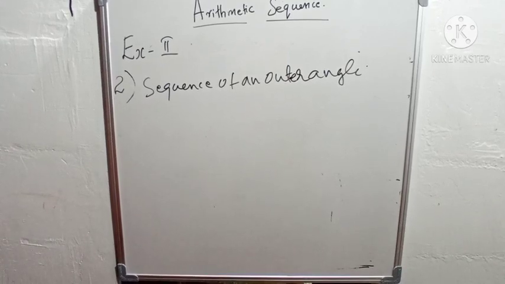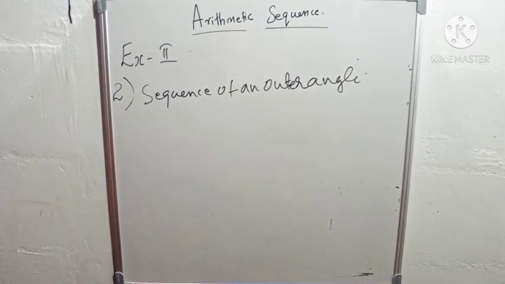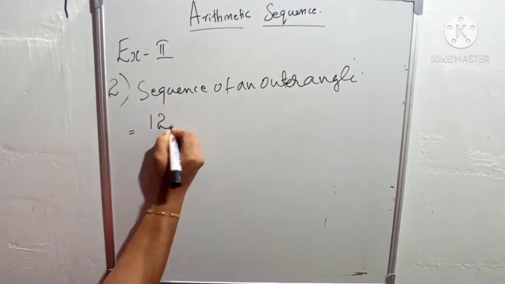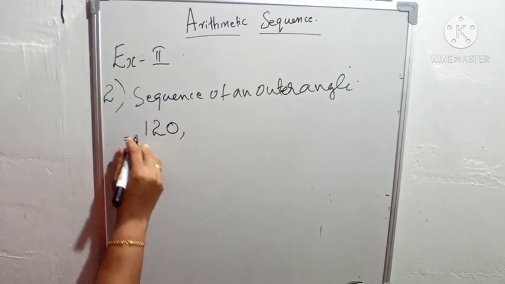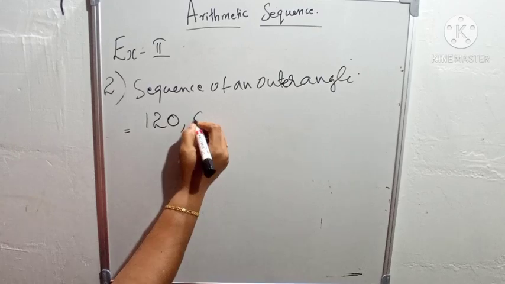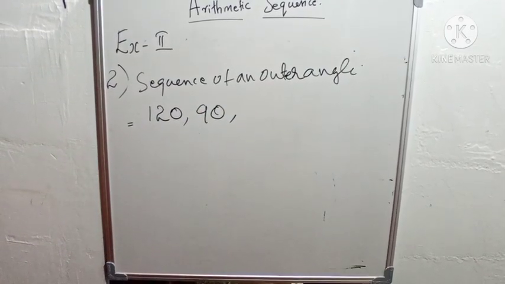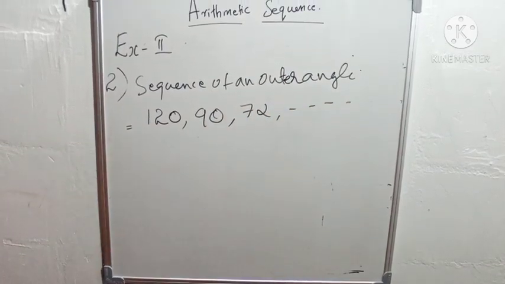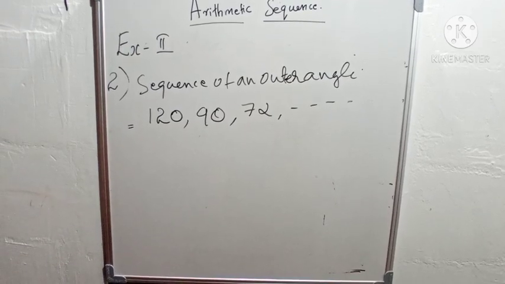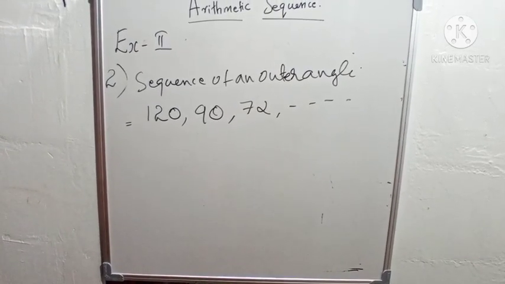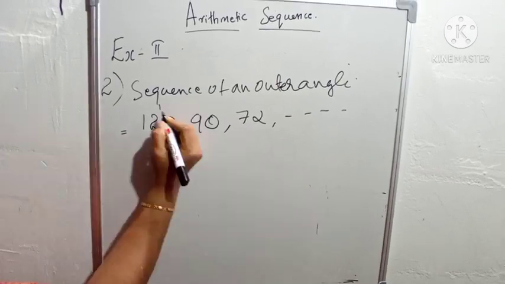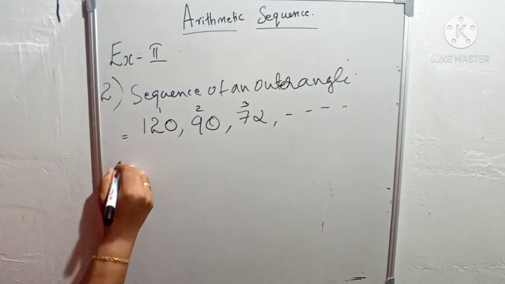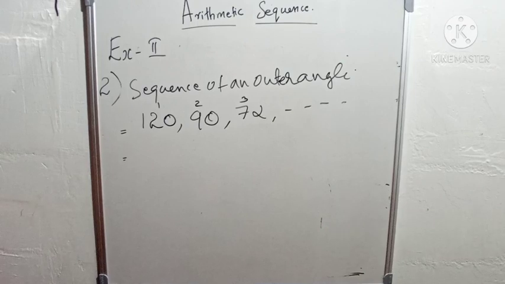Finally, the measure of an outer angle, that is, the sequence of an outer angle. Okay, do you remember which are the outer angles? Yes, for an equilateral triangle, one outer angle is 120, and for a square, one outer angle is 90, and for a pentagon, one outer angle is 72, like that. So this is the sequence of one outer angle of a regular polygon. Okay, then how do we connect this with the first term, second term, third term, and so on?